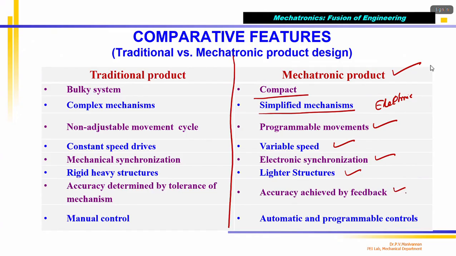Accuracy: accurate feedback, electronic control can accurately control with a feedback mechanism. And finally, it can be a completely automatic programmable control. This is possible. Okay. So take down this important point, correct? If you are asked what the advantages and disadvantages of mechatronics are, you are supposed to write this table. Okay.